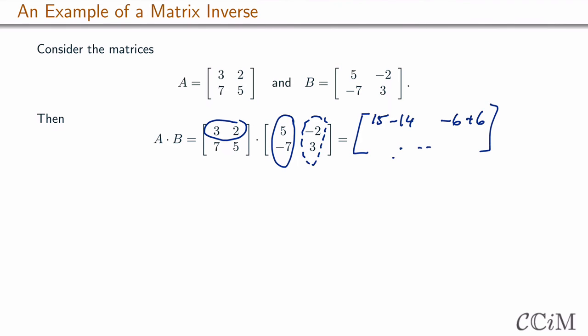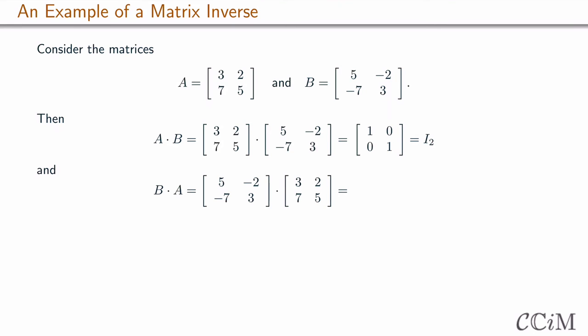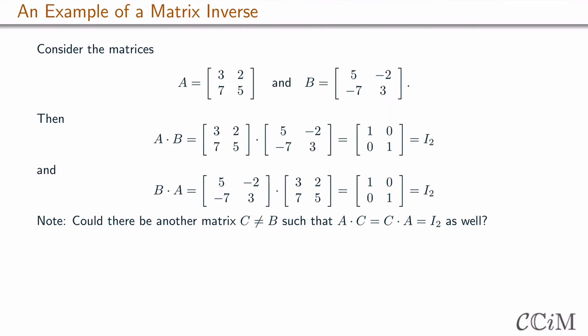When I do this out, I end up with the identity matrix I2. Similarly, I can verify that B times A, so now I wrote down B first and then A, if I multiply those two matrices, I also get the identity matrix. So it looks like this matrix B is a really good candidate to be called an inverse of A, because if I multiply A from the right or from the left by B, I get the identity matrix. Now, could there be another matrix C that's not equal to B that also has this property that A times C and C times A both equal the identity matrix?